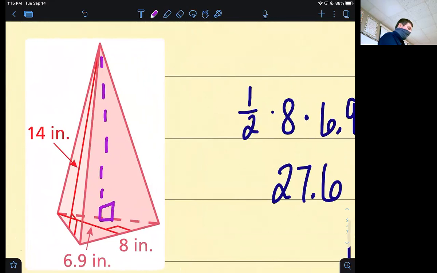It'd come right down the middle and it'd meet right there in the middle. That is not something I need for surface area. I do not need you to tell me how tall the prism is or how tall the pyramid is for me to find the surface area of it. I need you to tell me how tall the triangle is.